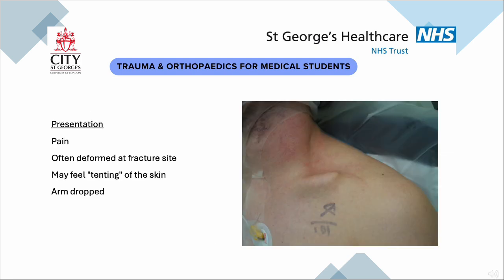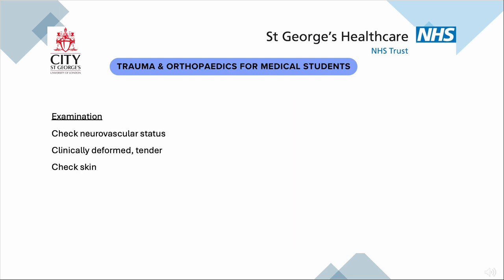The presentation, like all fractures, is one of pain. There will be deformity at the fracture site. You have to check that it hasn't come through the skin at this point. They may feel tenting, and you may see tenting of the skin, and the arm will be dropped because it's no longer properly connected to the axial skeleton.